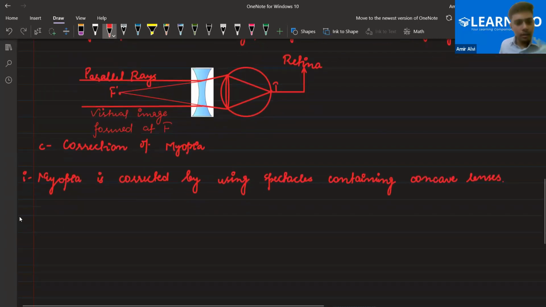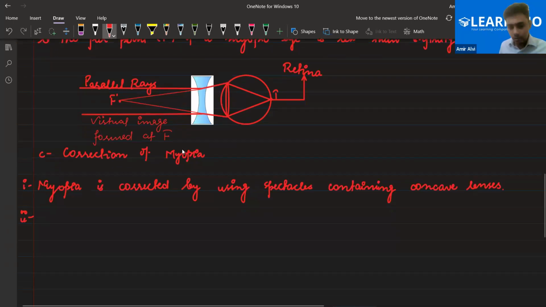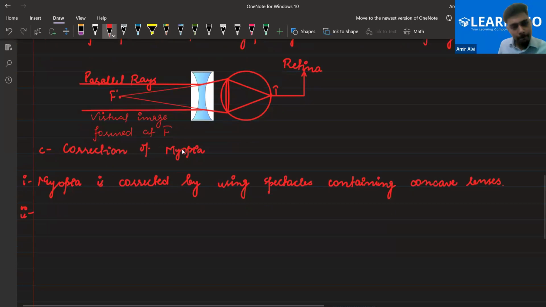Okay, and the use of concave lens is to decrease the converging power. Converging power means that without the concave lens, the rays were basically converged in front of the retina due to the high converging power. But when we have introduced the concave lens in front of the eye lens, the converging power has decreased. Clear, Shazil? Yes, sir.